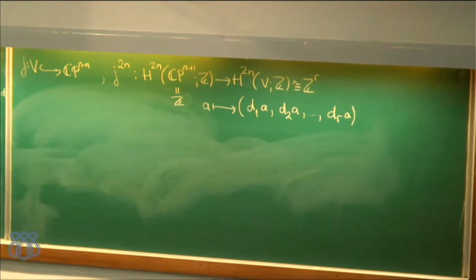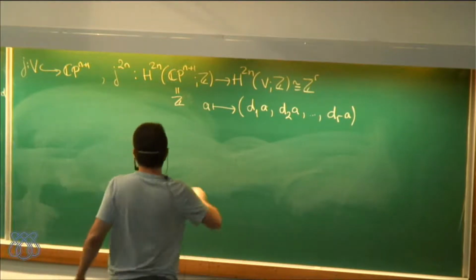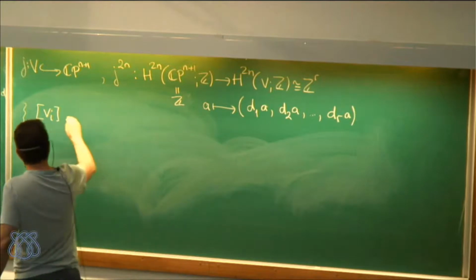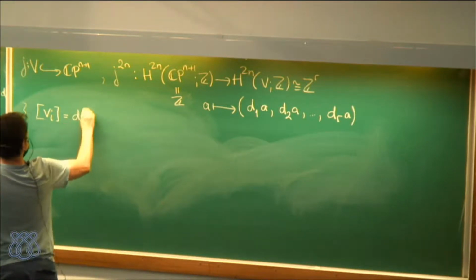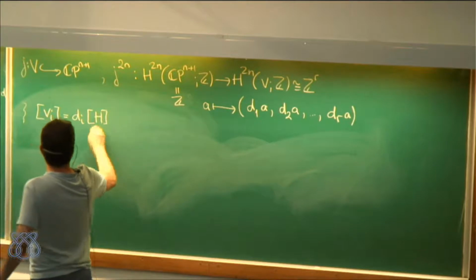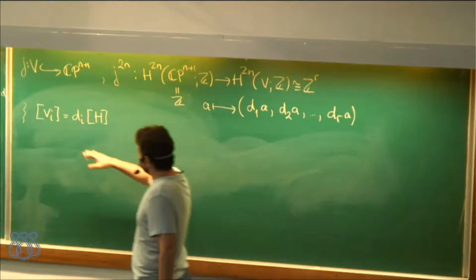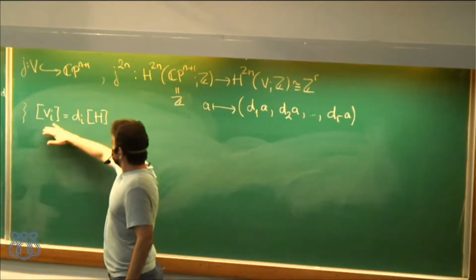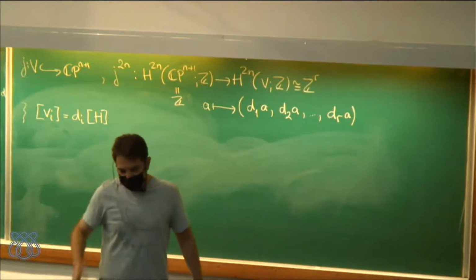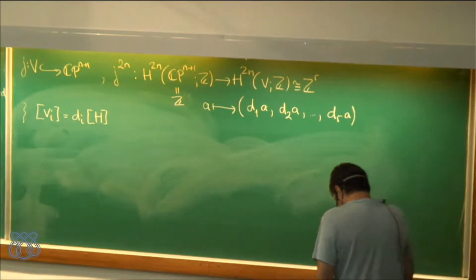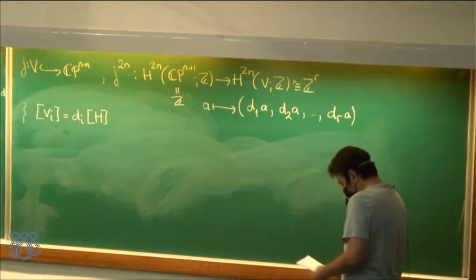So this is just a reflection of the fact that each of these V_i's in homology are given by their degrees times the hyperplane class, or put differently, a generic line intersects each V_i at d_i points. All right.